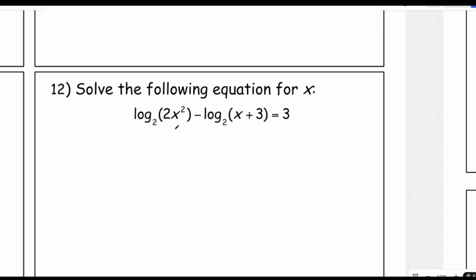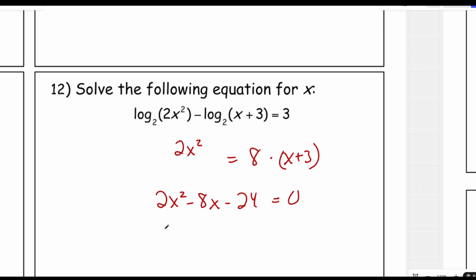So I guess with this one we'll still condense. So it'll be 2x squared over x plus 3. And then time to get rid of the log. So the base of the log becomes the base of the exponential on the other side. So that's 8. 2 to the 3rd is 8. And for this, you always multiply by whatever denominator you have. So x plus 3. And we get 2x squared minus 8x minus 24. I'll have to factor that.